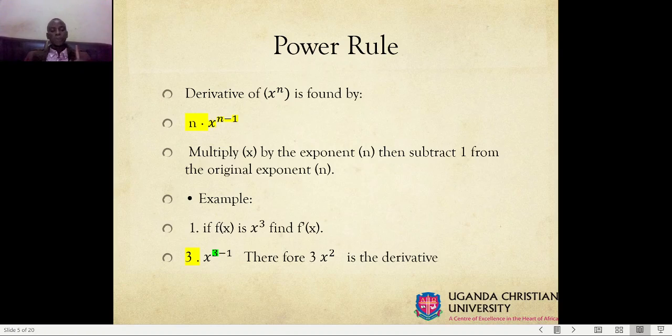Yeah, it has to be a 1. Okay, then we have an example. If function x is x to the power 3, then find the derivative of x, or find dy/dx. Okay, x to the power 3.